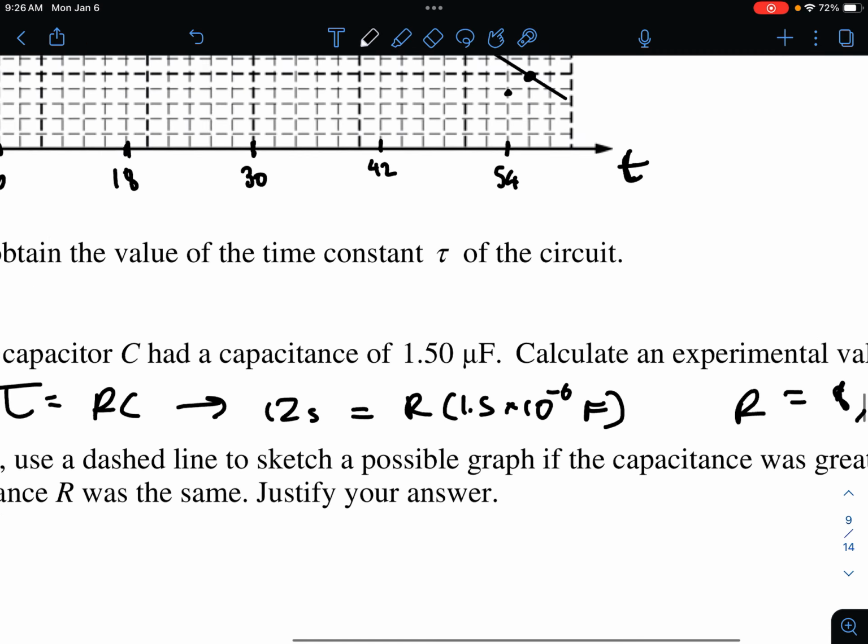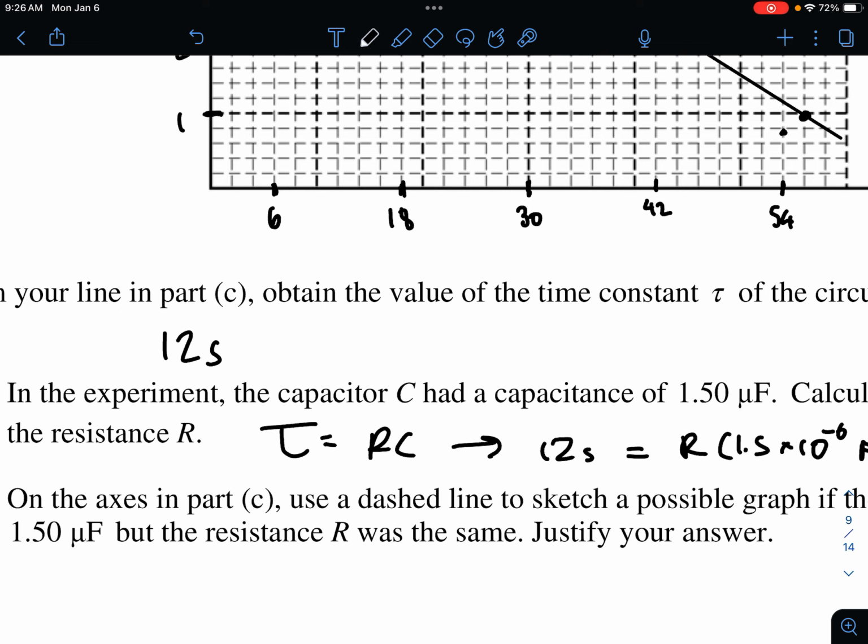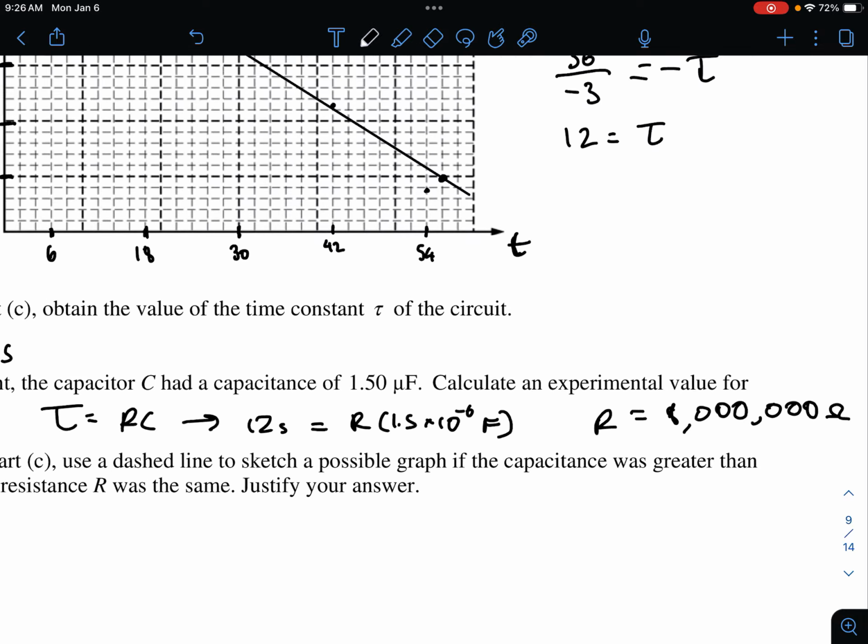That's a pretty large time constant. Like 12 seconds to get to 63%, or for your current to have decreased by like 63%, or your charge or whatever, that's crazy. That's pretty nuts.